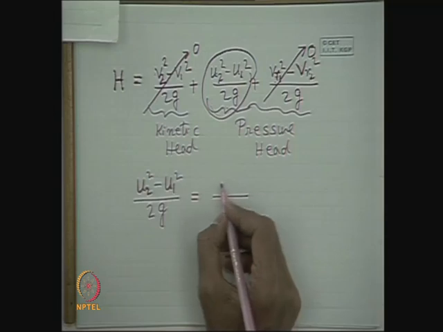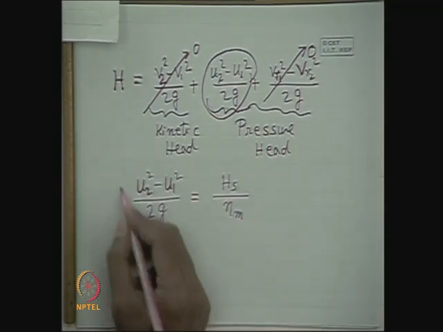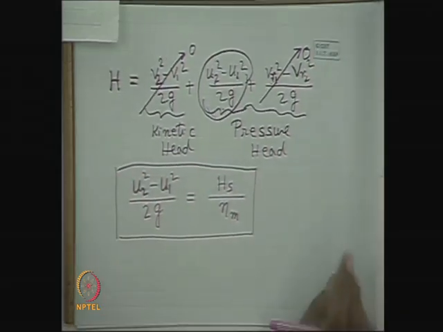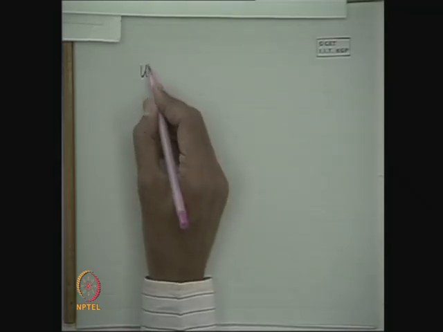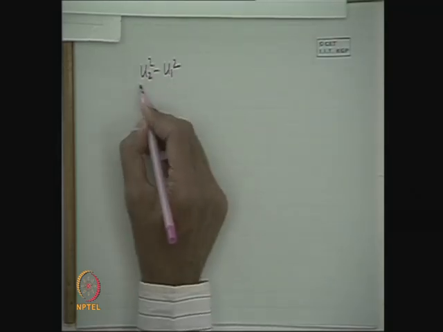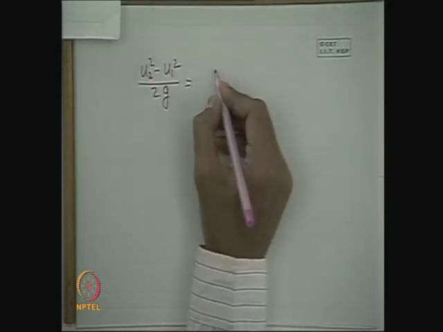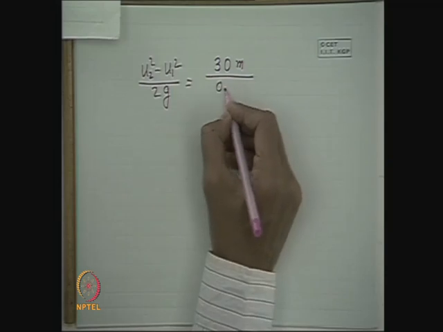That means this must be equal to the static lift Hs divided by the manometric efficiency. This is a very important thing. So in our problem, if we do so, we see that (U2 square minus U1 square) by 2g, according to the problem, is 30 meter, the static lift, divided by 0.8.